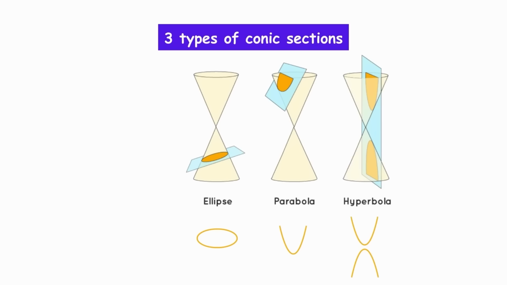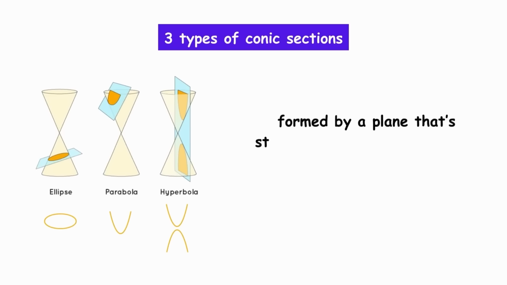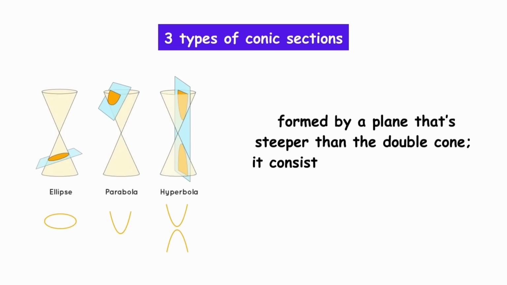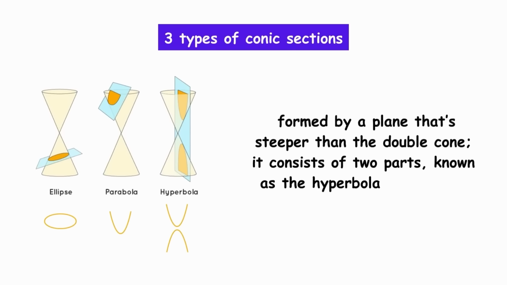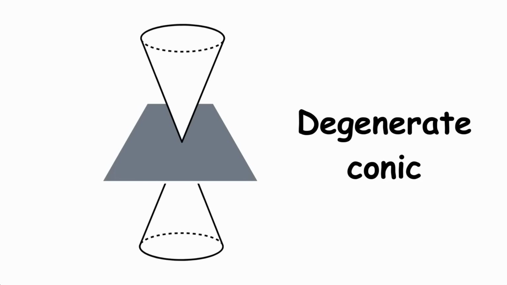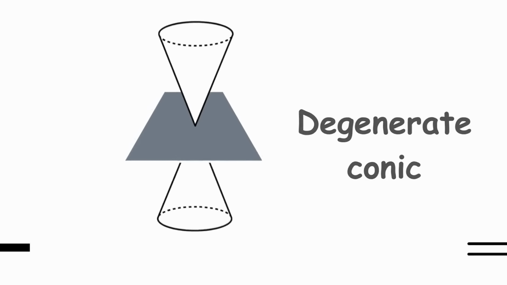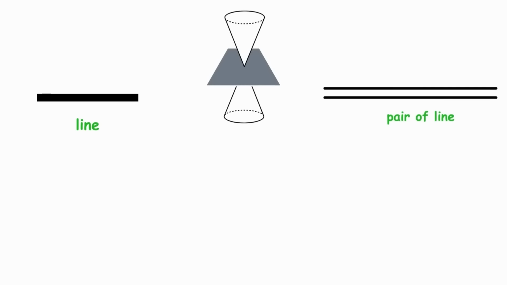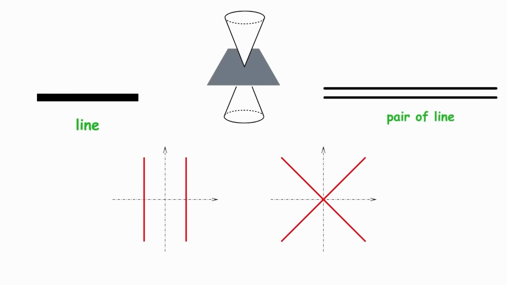The third type is the hyperbola, formed by a plane that's steeper than the double cone. It consists of two parts, known as the hyperbola's branches. If we do allow the plane to pass through the vertex, we get a conic known as a degenerate conic. This can be a point, a line, or a pair of lines. The lines in question can be either parallel or intersecting.